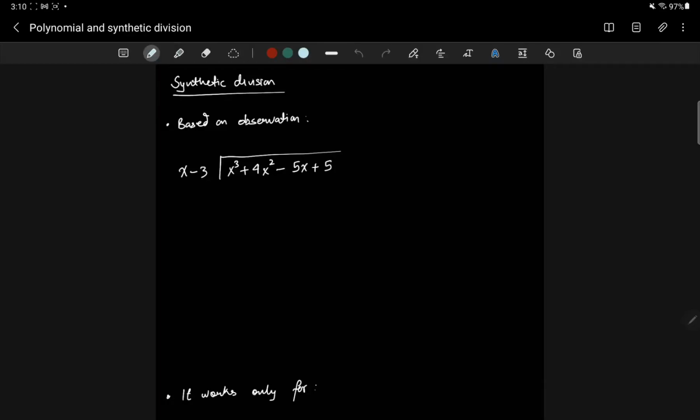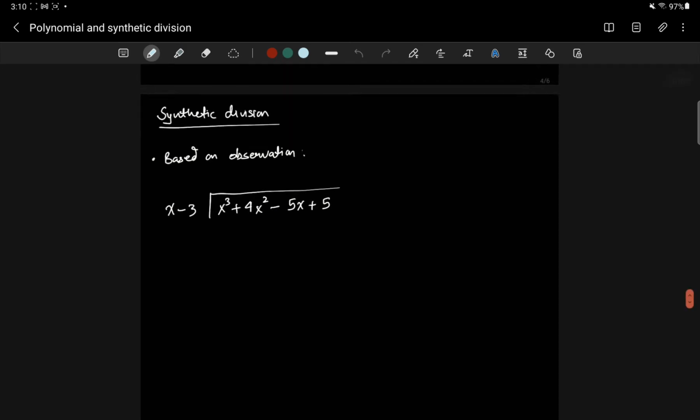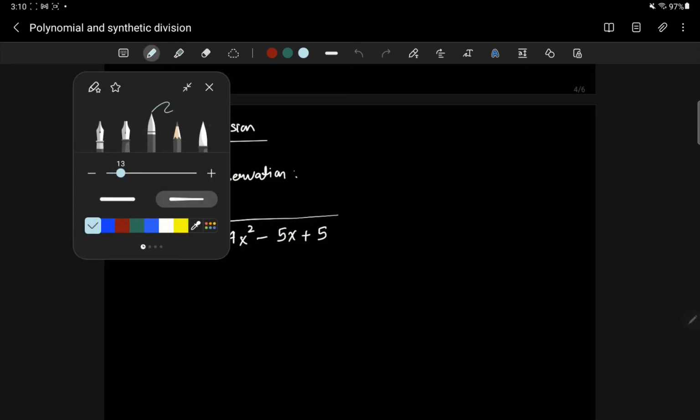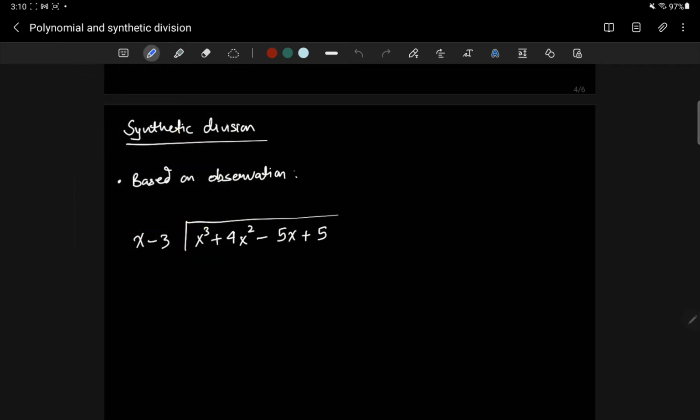Hi everyone, in this video we're going to learn a shortcut method for dividing polynomials. It's called synthetic division. It is a shortcut, but it only works for certain specific cases. So let's look at what those cases are and how it works.